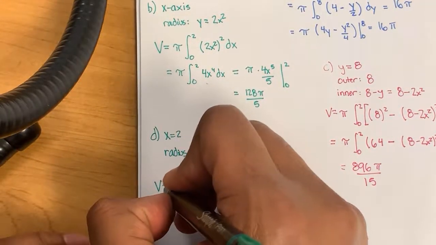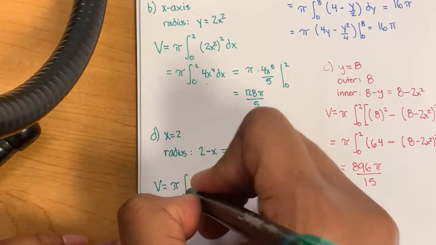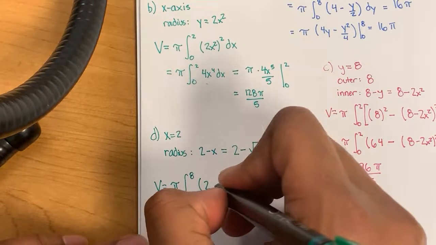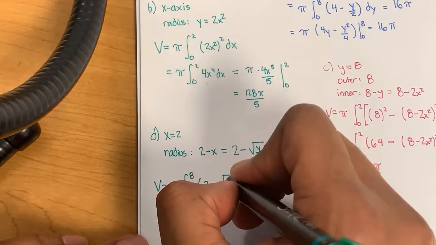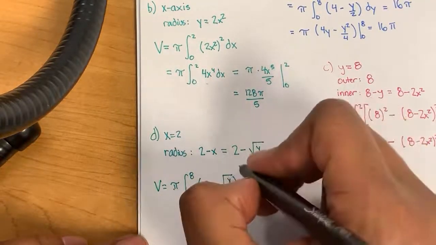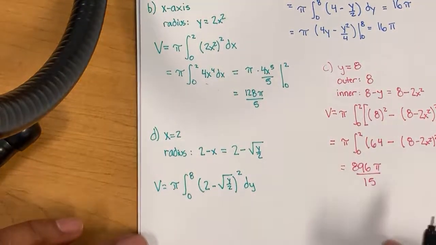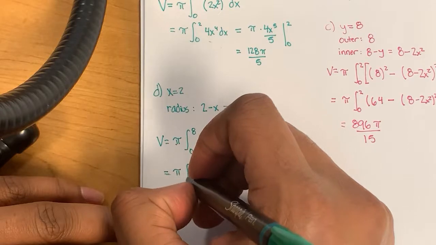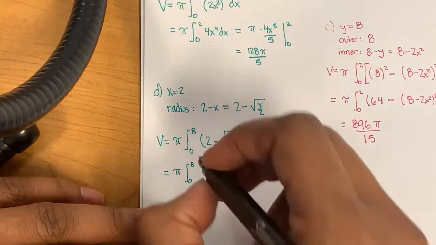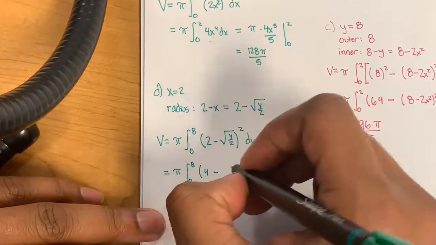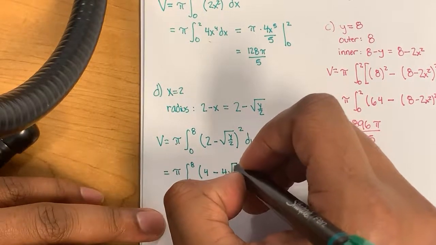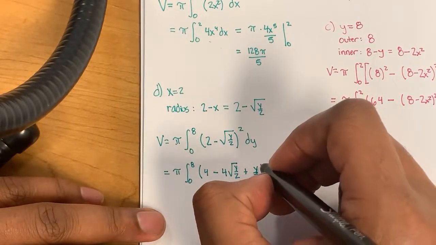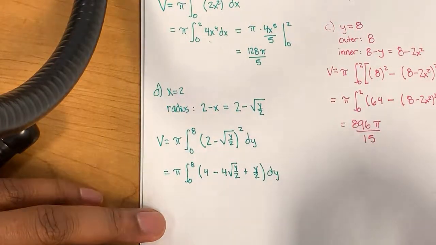And so our volume is pi times the integral from 0 to 8 of (2 minus the square root of y over 2) squared dy. Even though it seems tricky, this is still algebra that we should be able to do. So if I ask to expand this, we would get 4 minus 4 square root of y over 2 plus y over 2 dy.